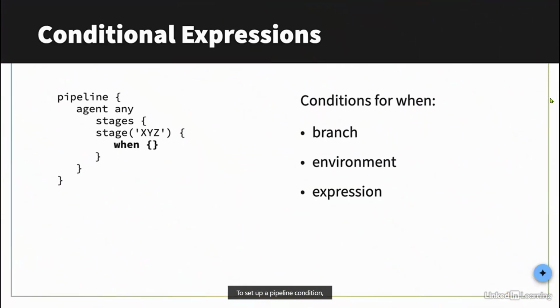To set up a pipeline condition, we use the when keyword inside a stage block. The when block uses 3 built-in conditions to determine if the steps in a stage should be run. The conditions are branch, environment, and expression. If the specified condition evaluates to true, then the stage will be allowed to run. Otherwise, the stage will be skipped.